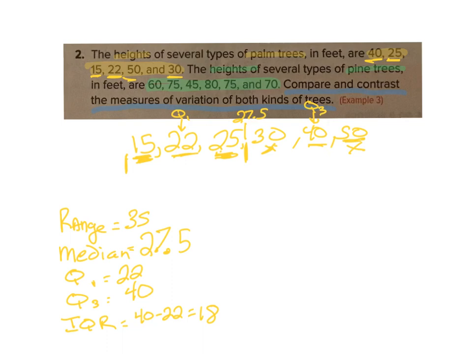Okay. So that's all the stuff we need to know for the palm trees. Let's go to the pine trees, shall we? So let's put them in order. We have a 45 here. I think that's my smallest. Do we have any 50s? Nope. Do we have 60? Yep, a 60 there. Then, oh, I have a 70.